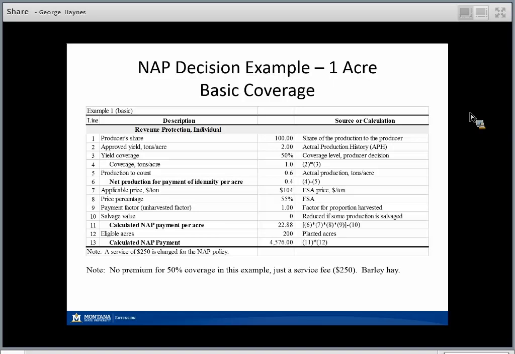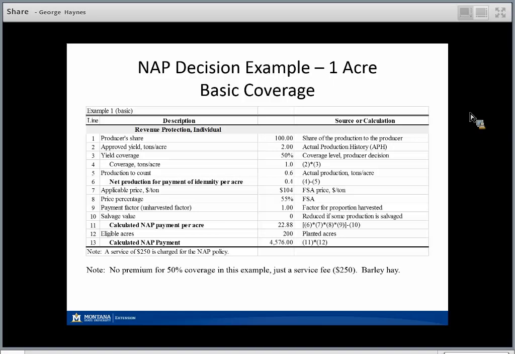Not very good protection, because it only gave us 50% of our yield and 55% of the price of hay, but it was better than a poke with a sharp stick. It was still money that was available to you. And probably the best part of this is that all you had to do is walk in and pay $250 to the Farm Service Agency, and you're all set to go.